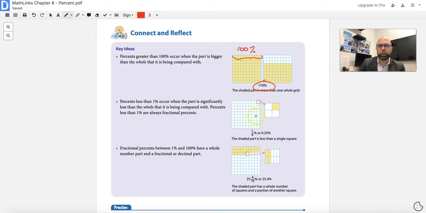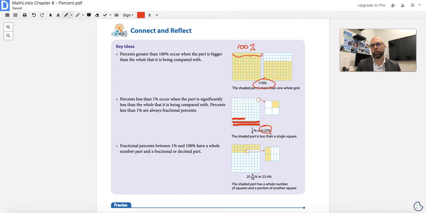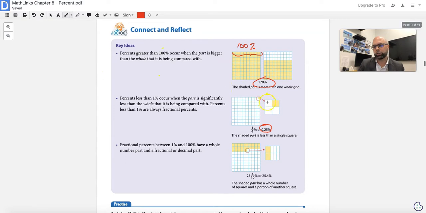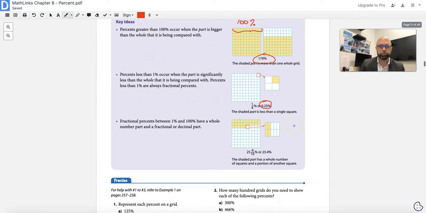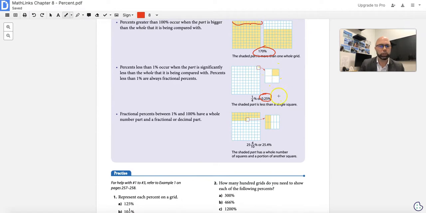Percents less than 1%. Now this gets so tricky, and 8th graders typically get a little confused when we see less than 1%. In this case, 0.25%. When you see 0.25, you typically want to shade in 25 of these cells, right? So it feels like it should be 25%. But no, it's not 25%, it's 0.25%. So let's undo that, and instead we're going to zoom out of this tiny cell and just shade in this one corner, one cell out of the 4.